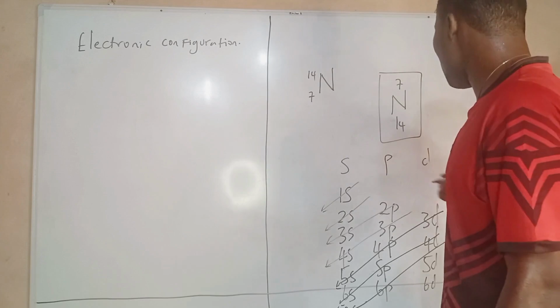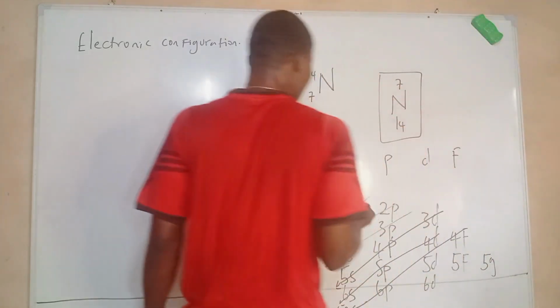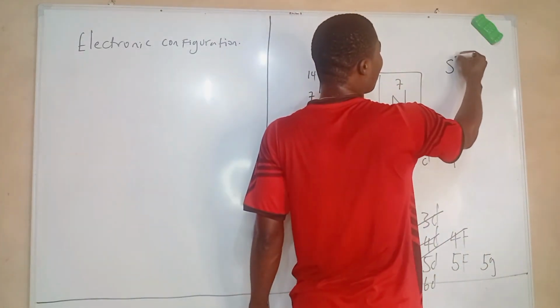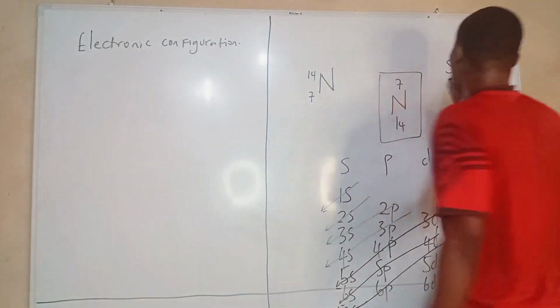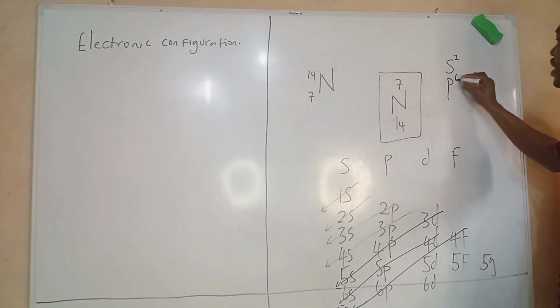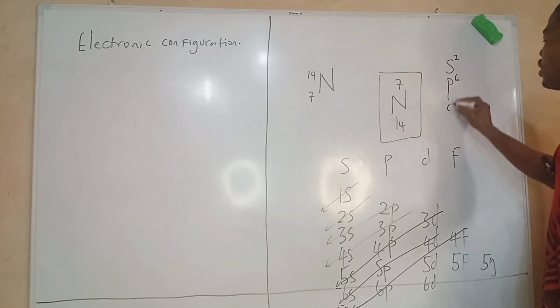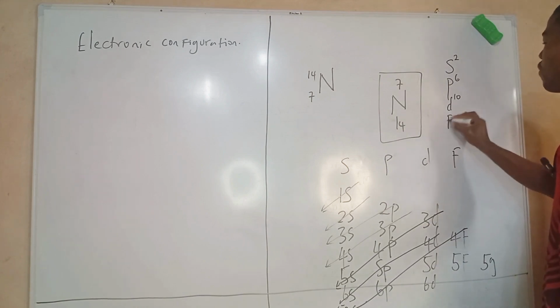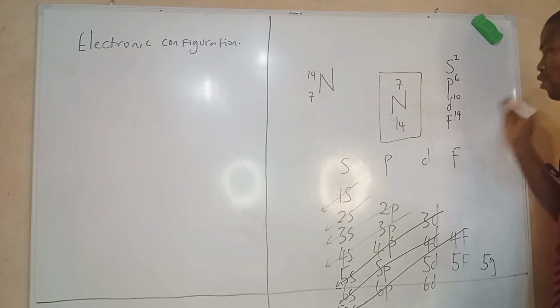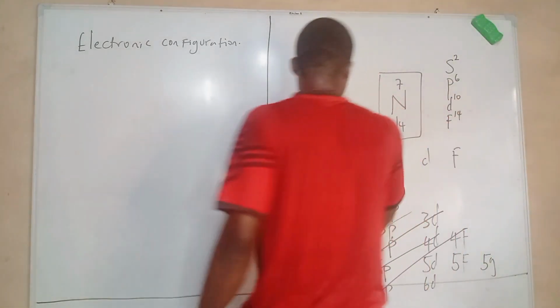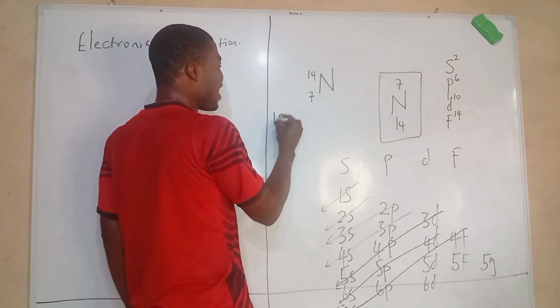So for nitrogen, 7 electrons. Take note: the maximum number of electrons for s is 2, for p is 6, for d is 10, and for f is 14. I'm going to explain. So for simple nitrogen, I can write 1s2.